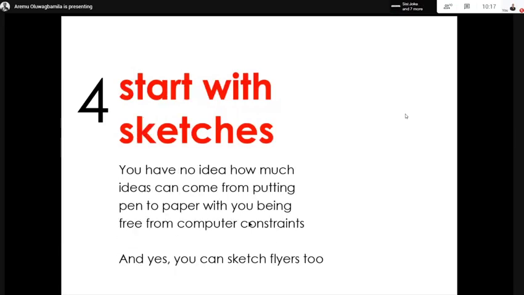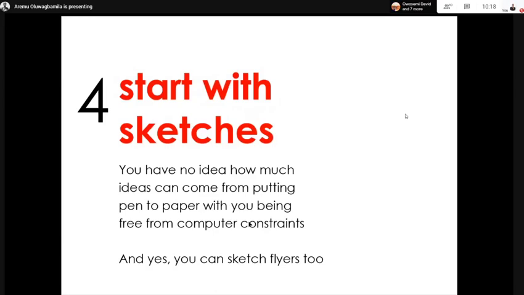The next thing, with respect to generating ideas, is to start with sketches. And you have no idea how many ideas can come from just taking your pen or your pencil and putting it to paper and saying, let's look at the direction where these things are going. The fantastic thing about sketches and not going directly to your computer is this: once you enter your computer, you feel like perfection is what you want to achieve. Whereas sketches give you the freedom of exploration.